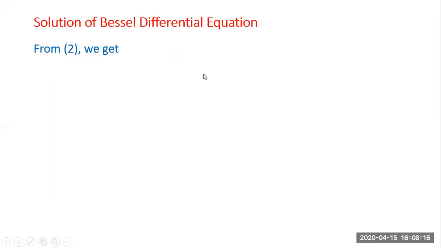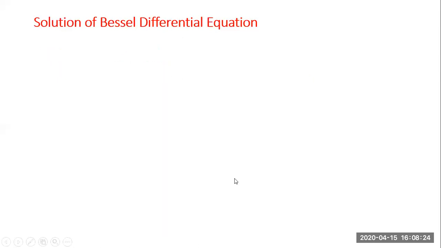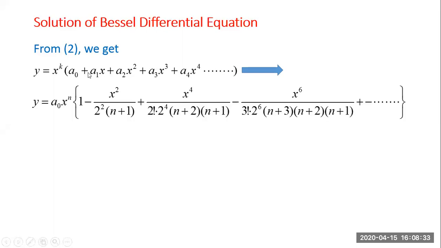And already we know a2 is in terms of a0, a4 is in terms of a0, a6 is in terms of a0 and so on. So if I substitute a2, a4, a6, every term contains a0. So take that a0 outside, a0 common, x power k, we have taken it as n as a first case, so we get x power n. Since I took a0 outside, I get 1 here.